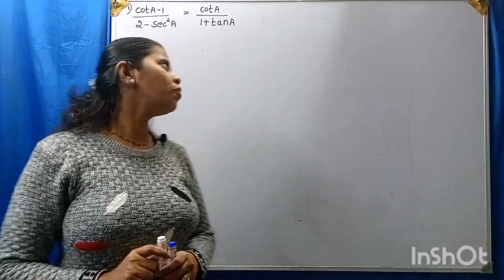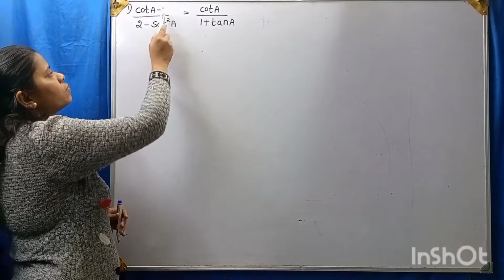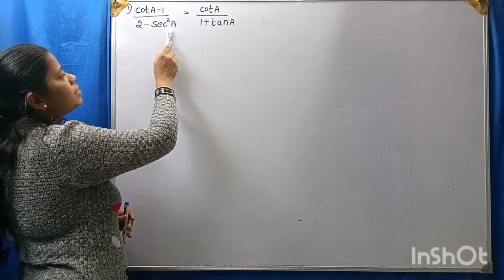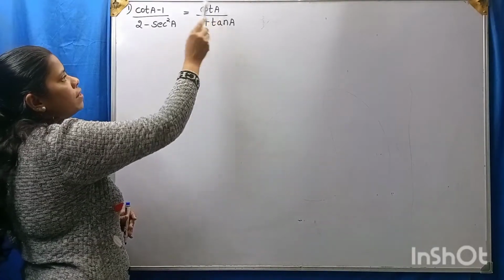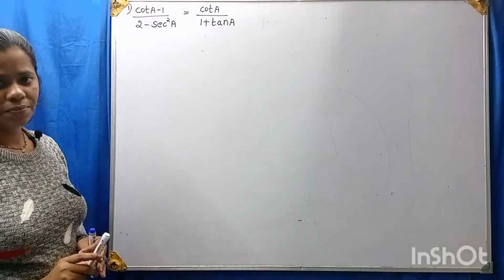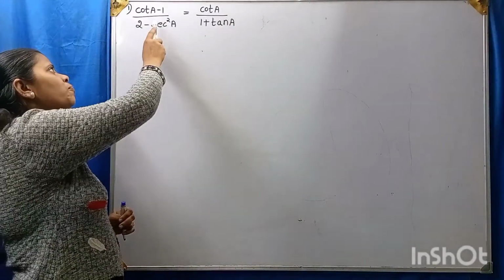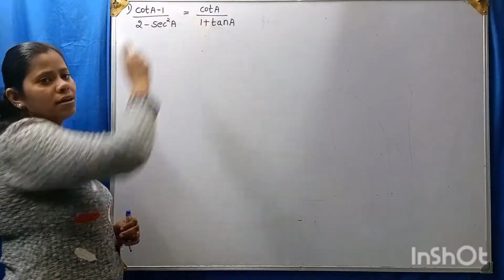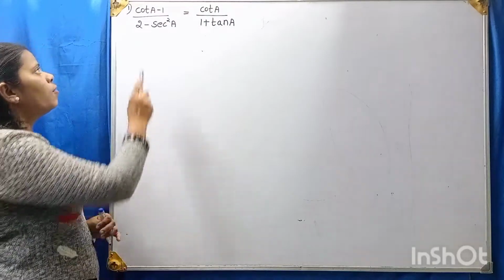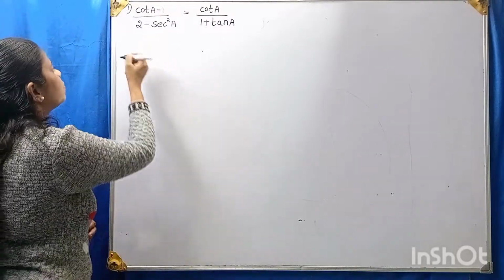Now let's solve this problem. (cot A - 1) / (2 - sec²A) = cot A / (1 + tan A). In this problem, we have to prove that LHS is equal to RHS. Okay. Now, first let me write down the LHS.